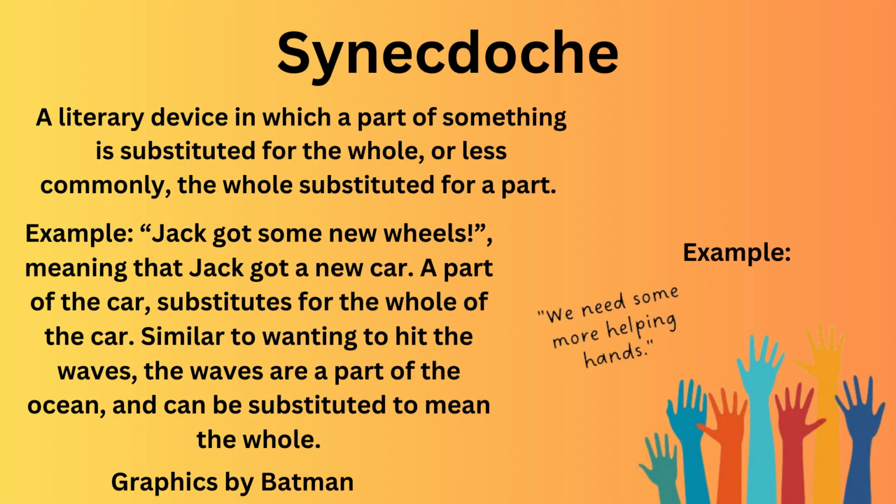Next, on to synecdoche. That's a tough word to pronounce. It's a literary device in which a part of something is substituted for the whole, or less commonly, the whole substituted for a part. An example is the phrase, Jack got some new wheels. This isn't a reference to Jack just getting new wheels, but it's actually supposed to mean Jack got a new car. It's a part of the car, the wheels, substituting for the whole, the car. Or when someone says, let's hit the waves. They talk about the ocean. It's substituting a part of the ocean, the waves, for the whole.